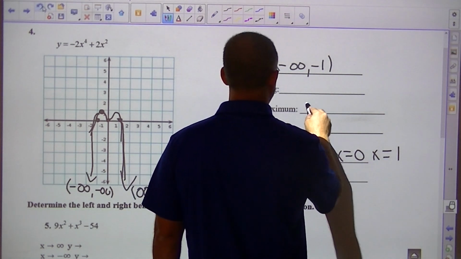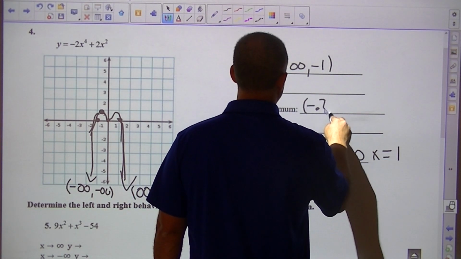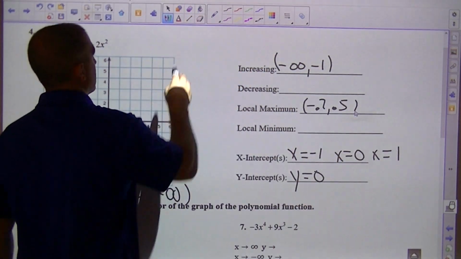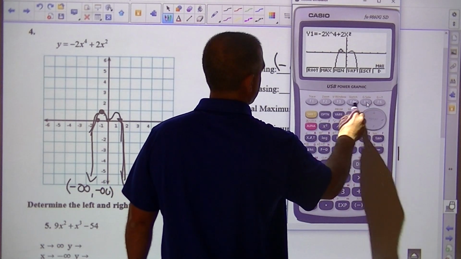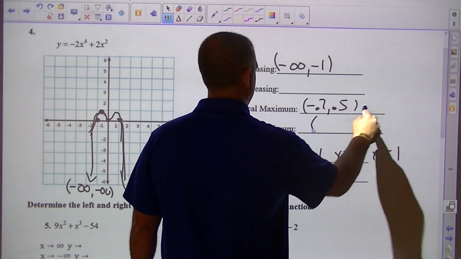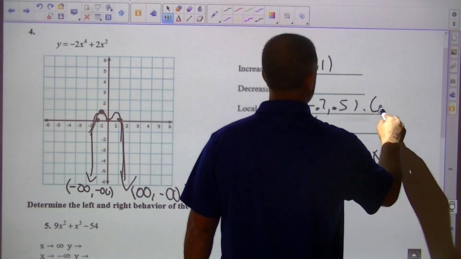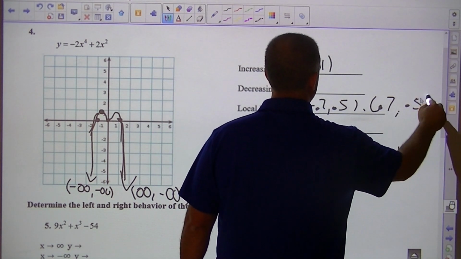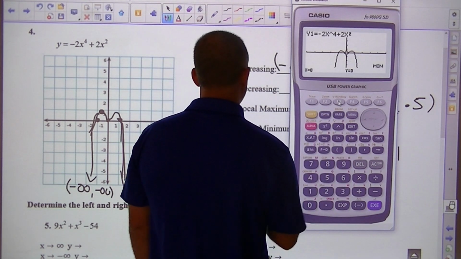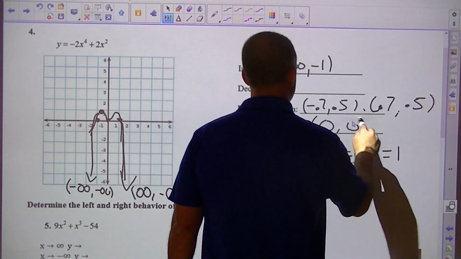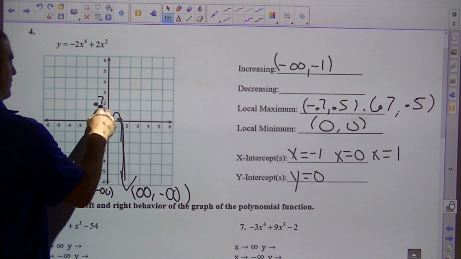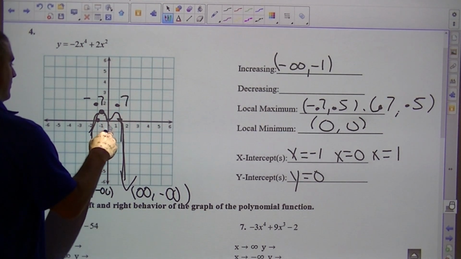Okay, so -0.7, 0.5. G-solve max, then 0.7, 0.5. Okay, G-solve minimum, 0, 0. Should have done that too. Okay, so 0.7 matters, or -0.7, 0.7 matters, 0 matters.